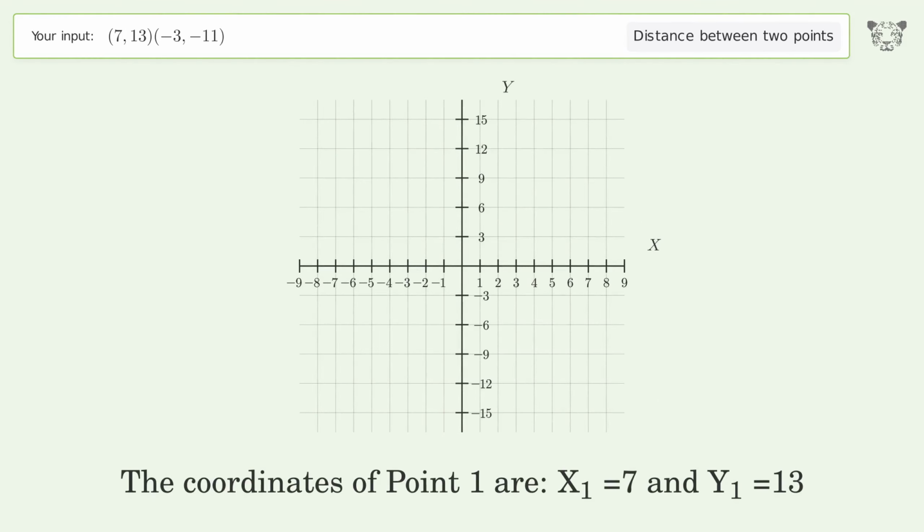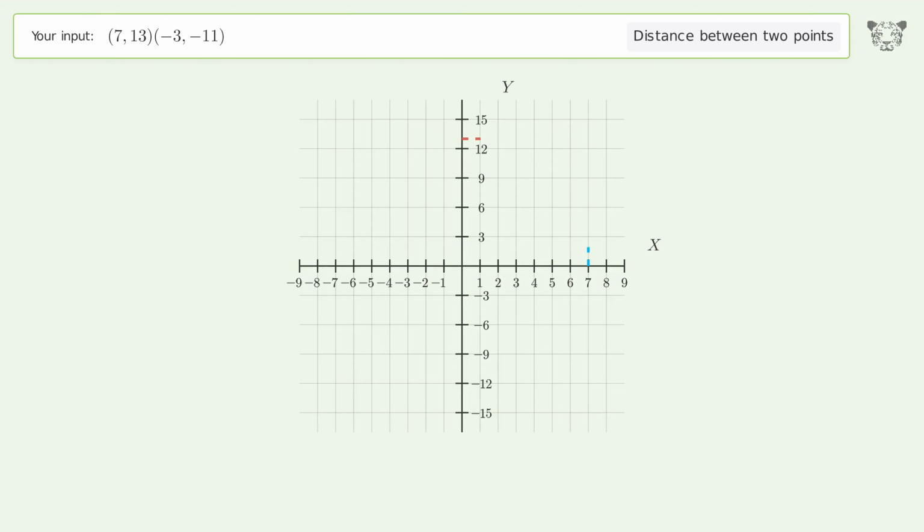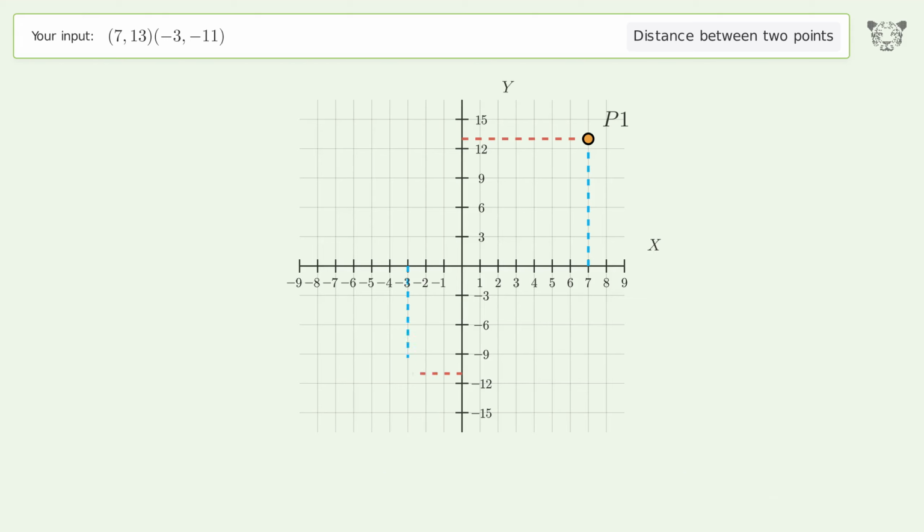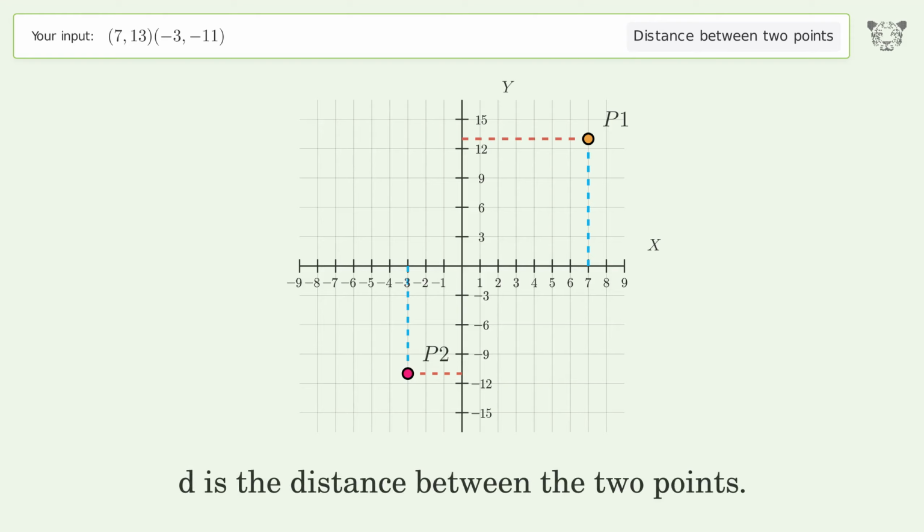The coordinates of point 1 are x1 equals 7 and y1 equals 13. The coordinates of point 2 are x2 equals -3 and y2 equals -11. D is the distance between the 2 points.